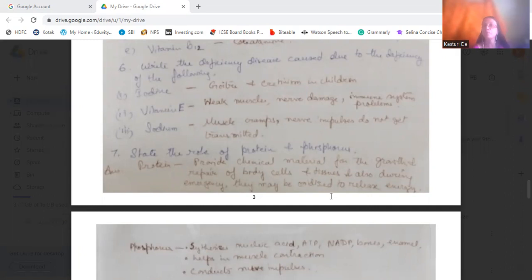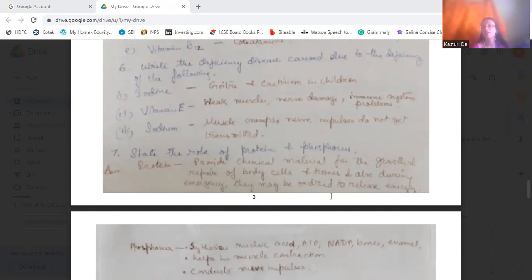State the role of protein and phosphorus. Protein provides chemical material for the growth and repair of the body cells and tissues. That is, it repairs body cells and tissues, and also during emergency, it can be oxidized to release energy. So it can also release energy during emergency.